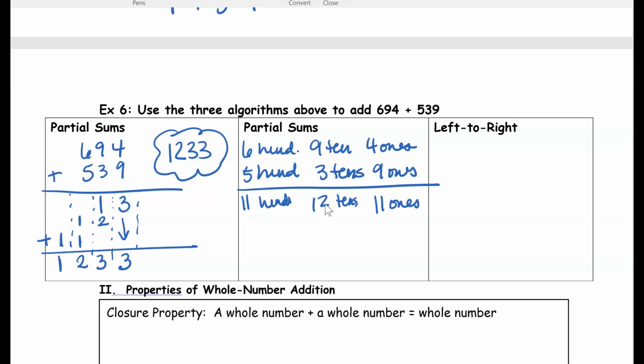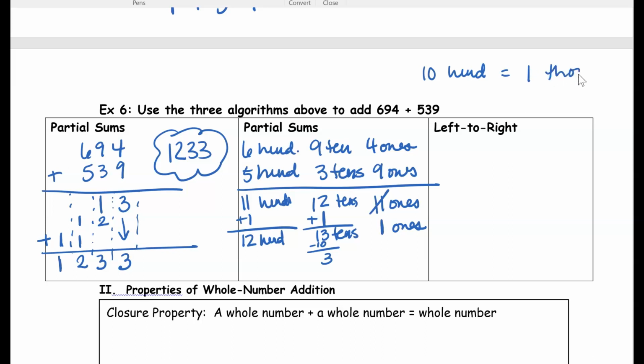So 10 ones is a 10. So I'm just going to add another 10 over here, and I'm left with 1 over here. 10 tens is 100. So I'm going to take off 10 here and put a 1 over here. So that leaves me with 12 hundreds. And then I know that 10 hundreds equals 1,000. So I'm going to take off the 10 there, gives me 2 hundreds, and that would give me 1,000.